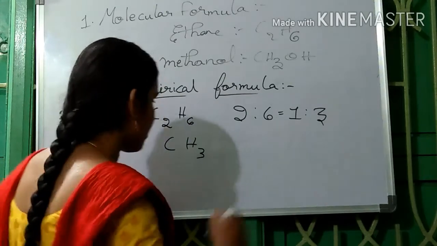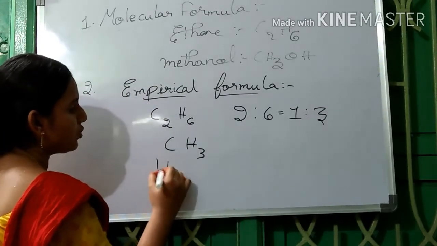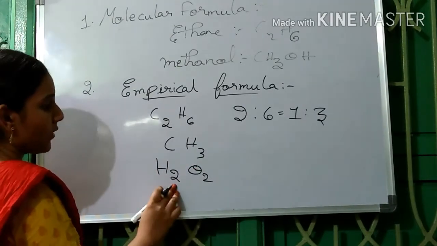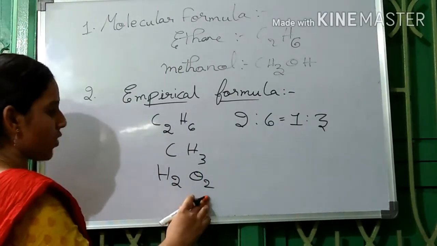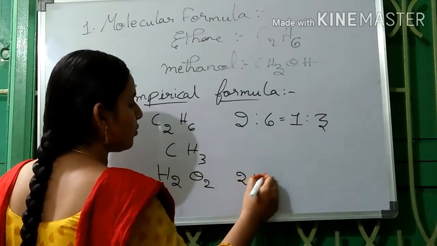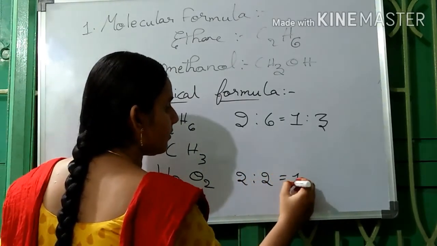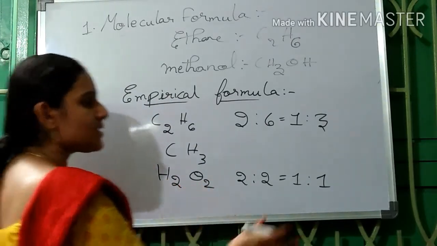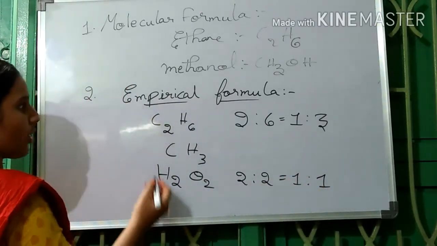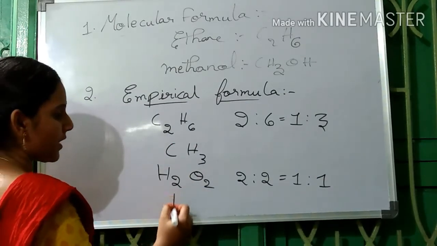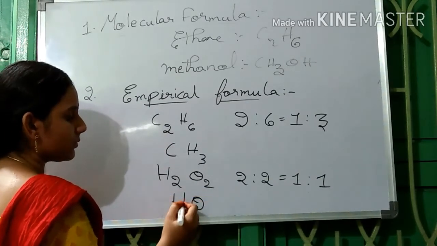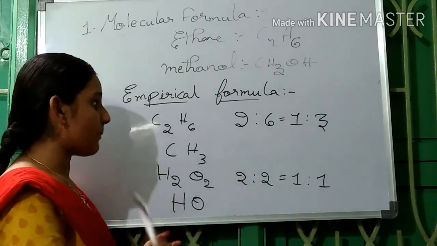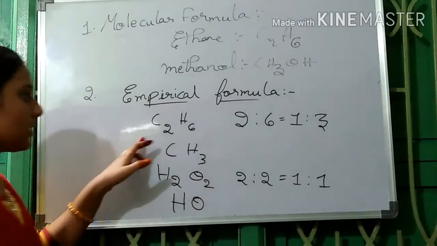Let us take the example of H2O2. This is the formula of hydrogen peroxide. The ratio of hydrogen atoms to oxygen atoms is 2:2. That is 1:1. So the simplest ratio of hydrogen atoms and oxygen atoms is 1:1. The empirical formula of H2O2 would be HO. The empirical formula gives the simplest ratio of the number of atoms present in the compound.